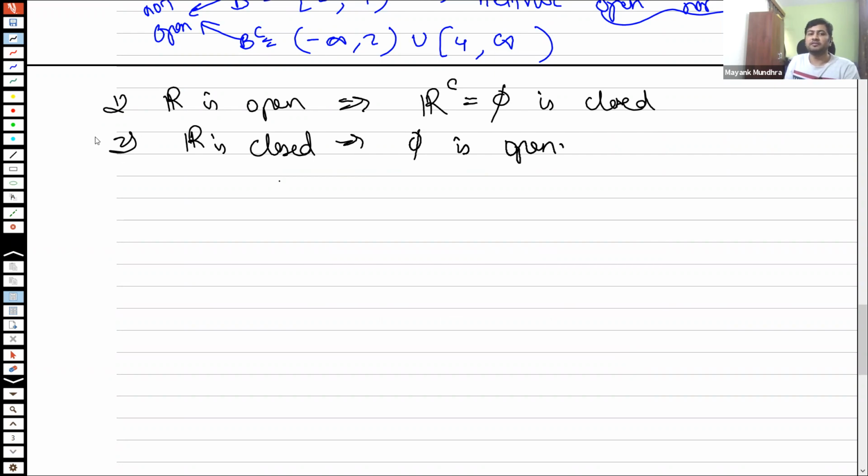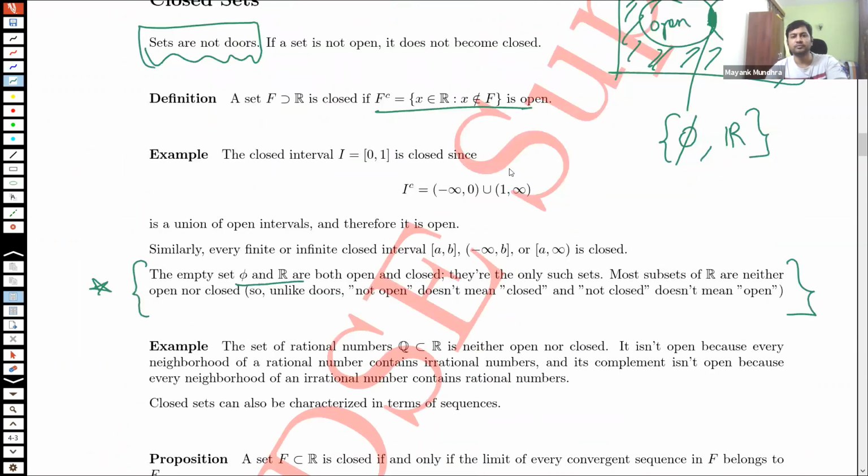We'll look at this in some time, why this is true, after we look at the formal definition of closed sets. This is just a definition which says that if your complement is open, then you're closed. We'll look at one more definition of closed sets, in which case it will become amply clear how R is a closed set.